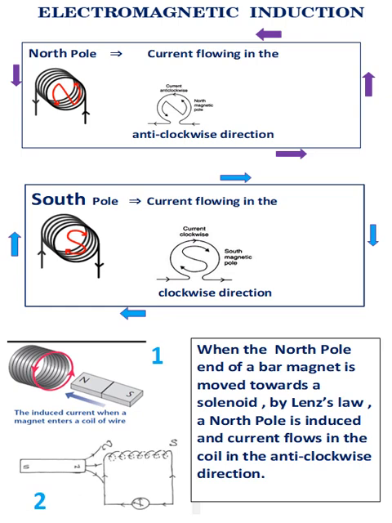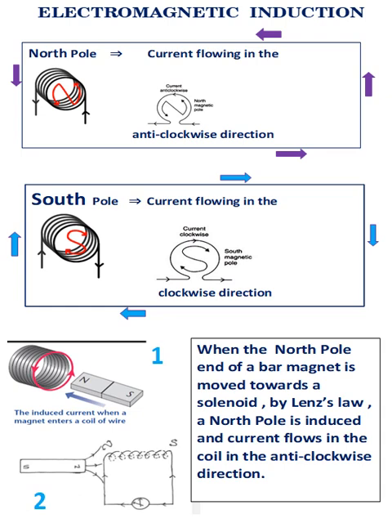Electromagnetic Induction, Revision of Basics. North pole implies current flowing in the anti-clockwise direction. South pole implies current flowing in the clockwise direction. When the north pole end of a bar magnet is moved towards a solenoid, by Lenz's law, a north pole is induced and current flows in the coil in the anti-clockwise direction.